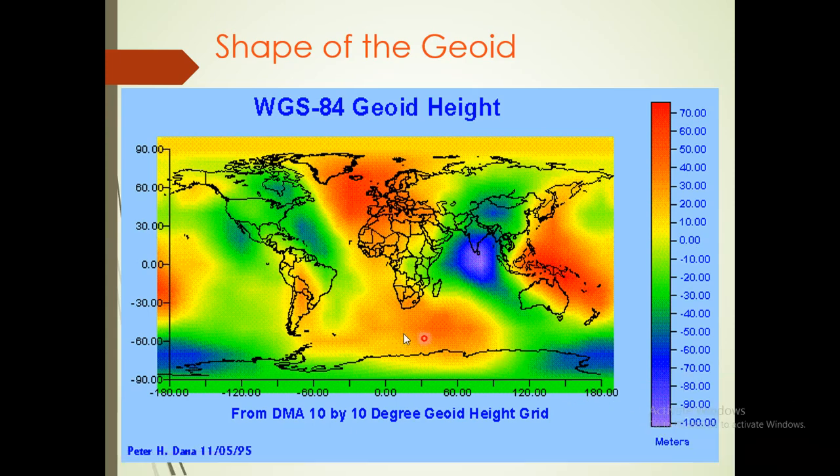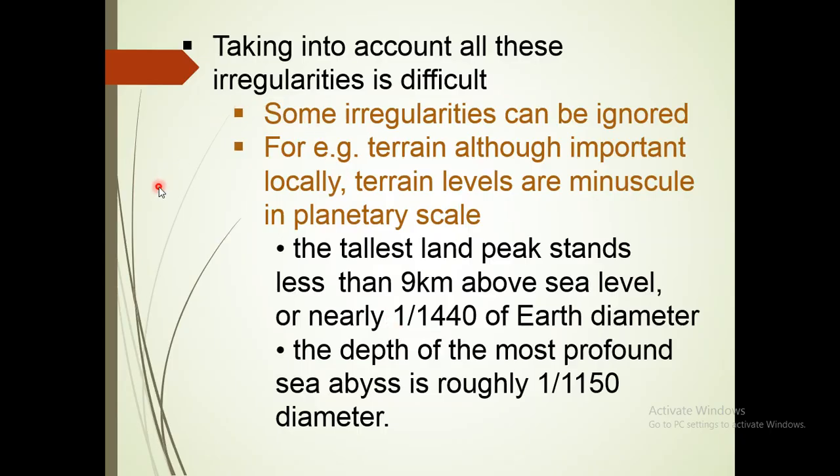Okay, I'm sorry, it keeps popping out. Okay, so what we need to do when we want to consider this system of measurement, there are a lot of irregularities. Some irregularities can be ignored. For example, terrain, walaupun dia important locally, you can assume it as flat first. And some depths are too deep. Sometimes you can first ignore them for the sake of simplicity of your measurement.